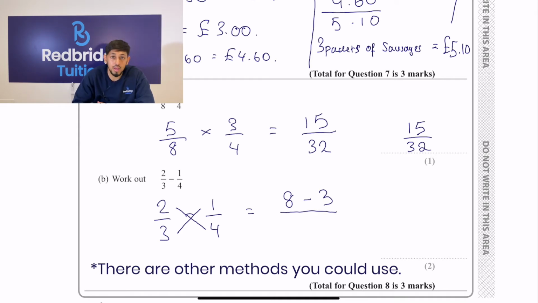Now for the denominator, all we need to do is times our two denominators by each other. So we have 3 times 4, which is equal to 12. Now to simplify this further, we do 8 take away 3, which is 5. And our denominator would remain as 12. So our final answer would be 5/12.